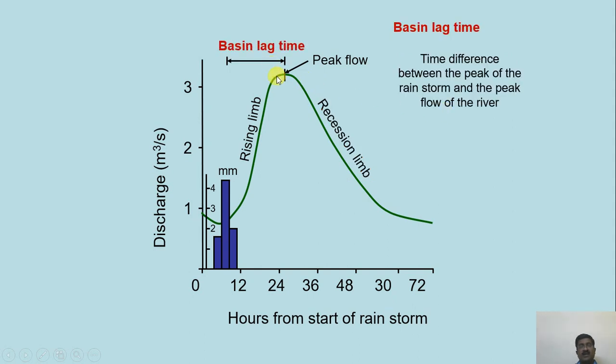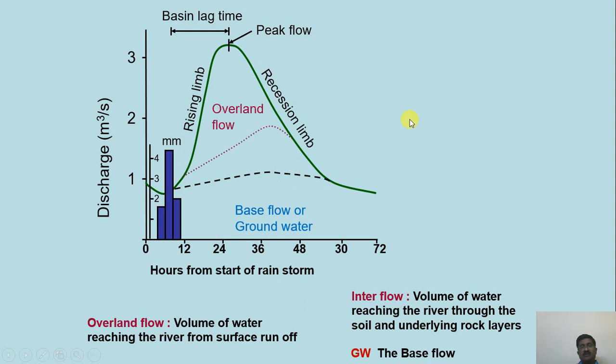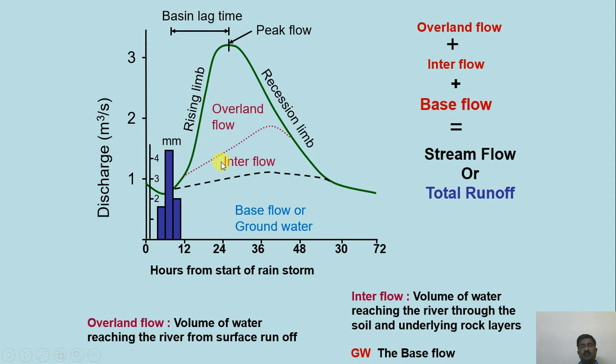Now again, basin lag time is the time difference between the peak of the rainstorm and the peak of the flow of the river. So we'll have to remember this is the basin lag time. Now base flow: you can see here, between these two points, the start of the rising limb and the end of the recession limb, joining these two points, this is the base flow or the groundwater flow. You can say it is the normal discharge of the river, right? Then overland flow and interflow, as we have seen here.